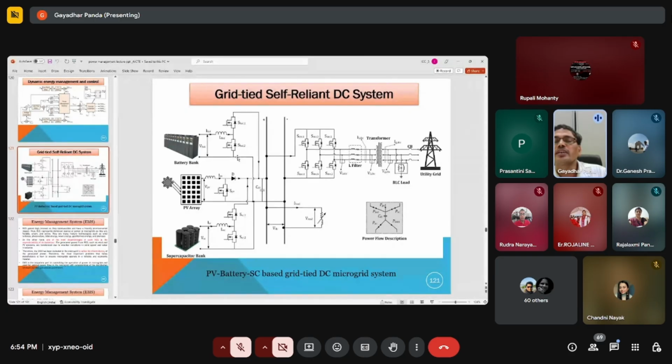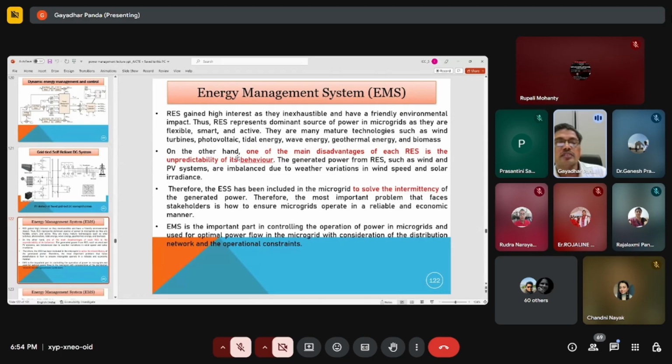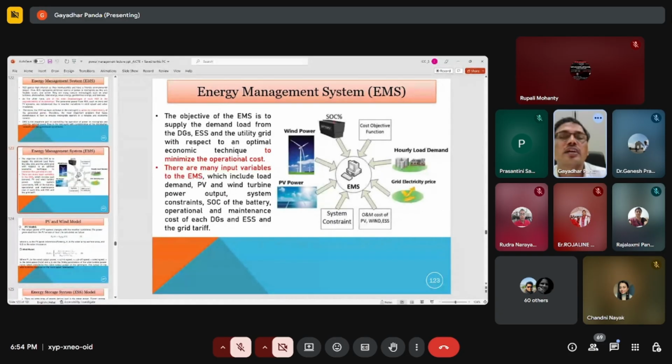This is a grid-tied self-reliant DC system, DC microgrid system. And this next part is the optimal power management system. When we come to the optimal power management system, what we did here, the objective of energy management system is to supply the demand load from the DGs and ESS and the utility grid with respect to an optimal economic technique to minimize the operational cost. There are many input variables to the EMS, which includes the load demand, PV and wind turbine power output, system constraints, SOC of the battery, operational and maintenance cost of each DGs, and energy storage system and the grid tariff.